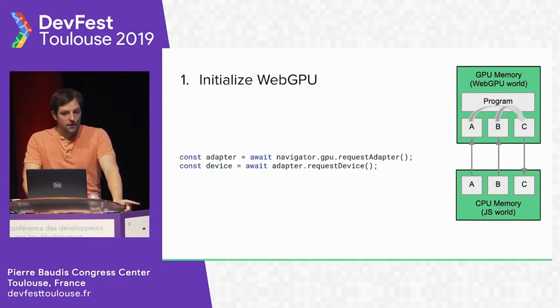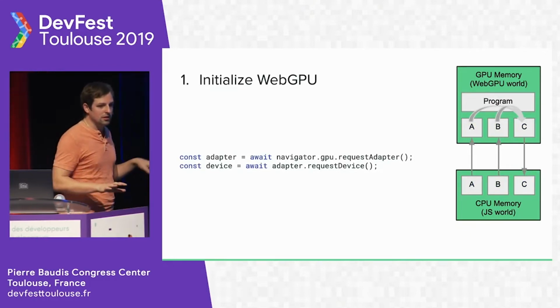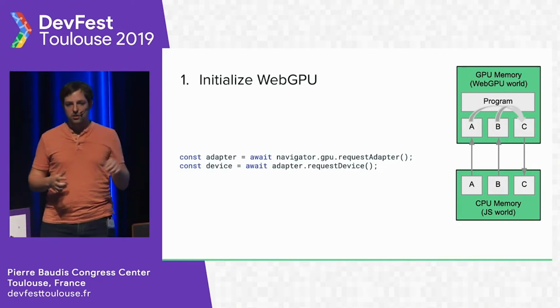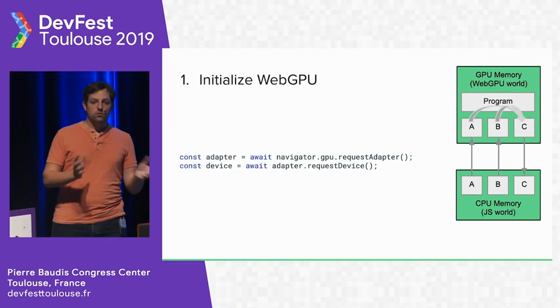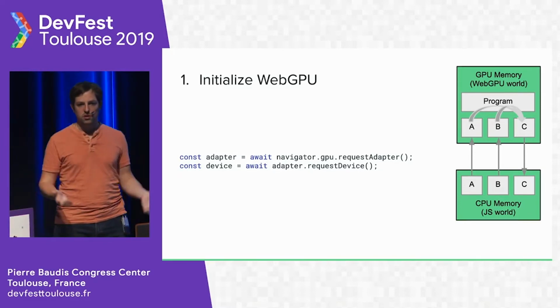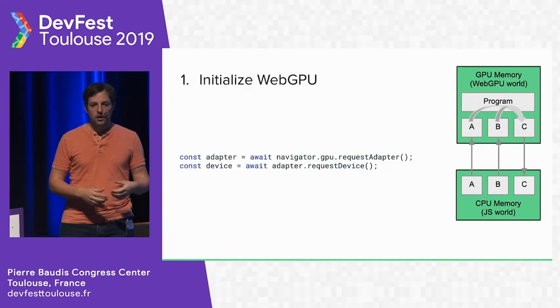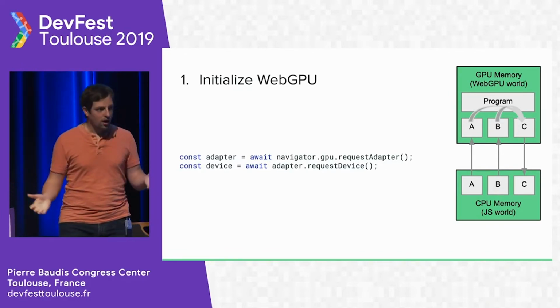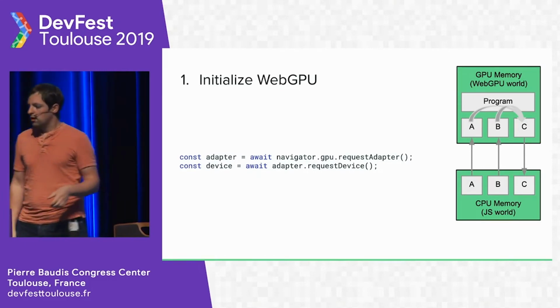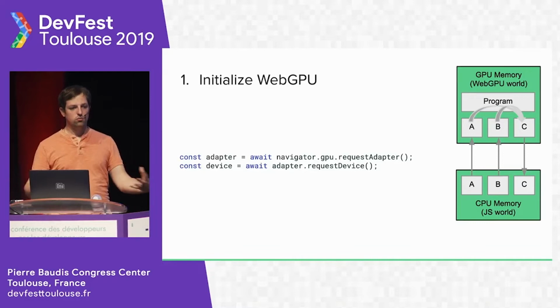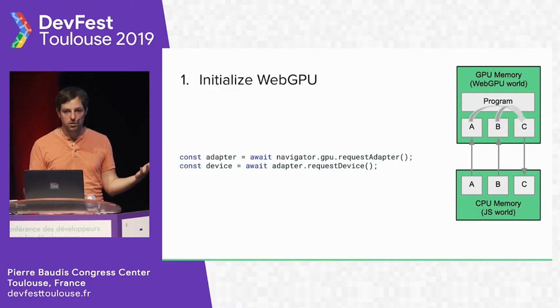So the first step is to initialize WebGPU. And this is the simplest part. You just create an adapter. An adapter is a view of a GPU in your system, but you can't do anything with it. It's just to query information about it, so you can ask, hey, which extensions do you support? How many ALUs do you have? Things like that. And once you're happy with the adapter, you create a device. And the device is kind of the root object of a WebGPU application.